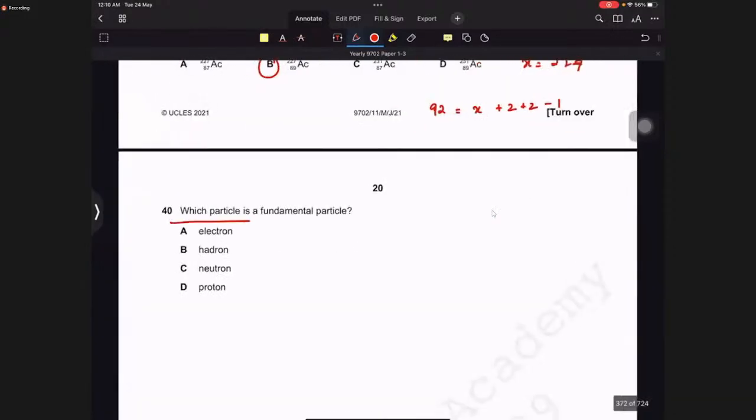Which particle is a fundamental particle? Hadron is not a fundamental particle, neutron is not, proton is not, only electron because it is a lepton. Ta-da!